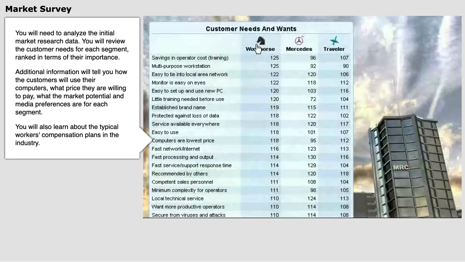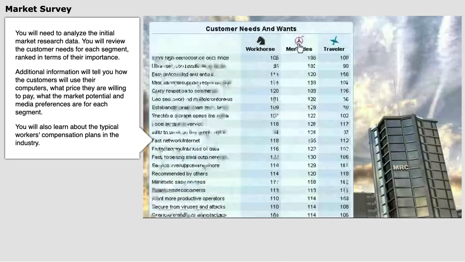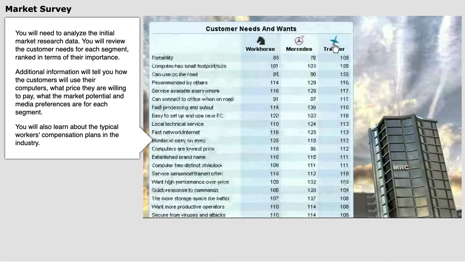You will need to analyze the initial market research data. You will review the customer needs for each segment, ranked in terms of their importance. Additional information will tell you how the customers will use their computers, what price they're willing to pay, and what the market potential and media preferences are for each segment. You will also learn about the typical workers' compensation plans in the industry.